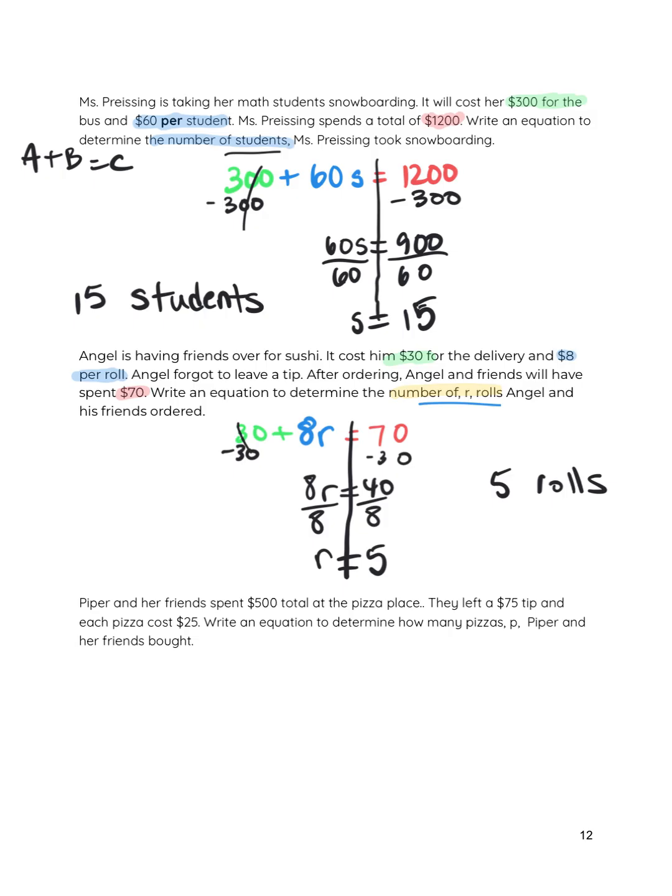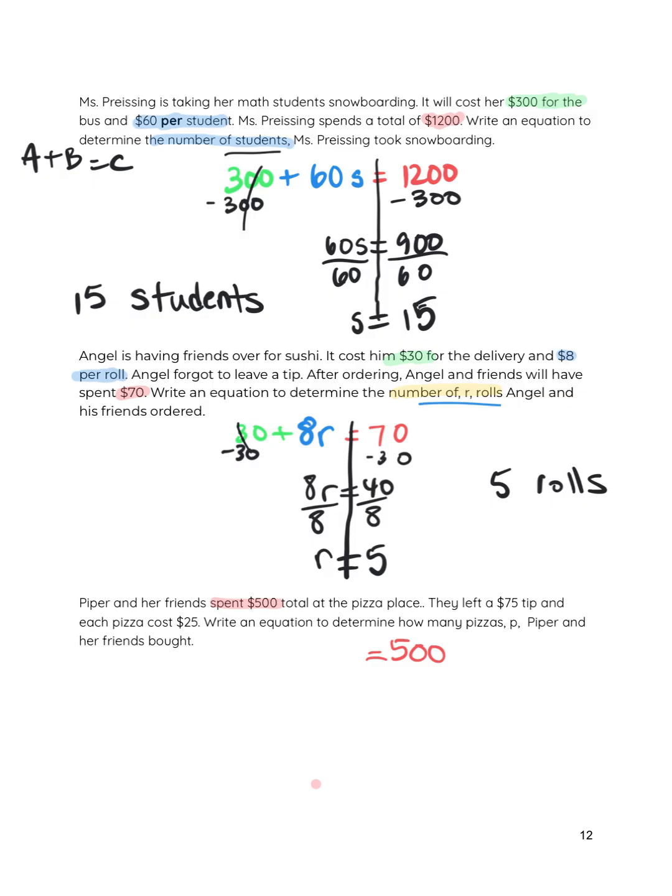Piper and her friends spent $500 total at a pizza place. They left a $75 tip and each pizza cost $25. Write an equation to determine how many pizzas Piper and her friends bought. Okay, well, this one's written a little differently, so I'm kind of digesting it a little differently. First thing it said was they spent $500 total at the pizza place. Okay, so I know that the total that they spent at the end of everything was $500, so it's going to equal $500.